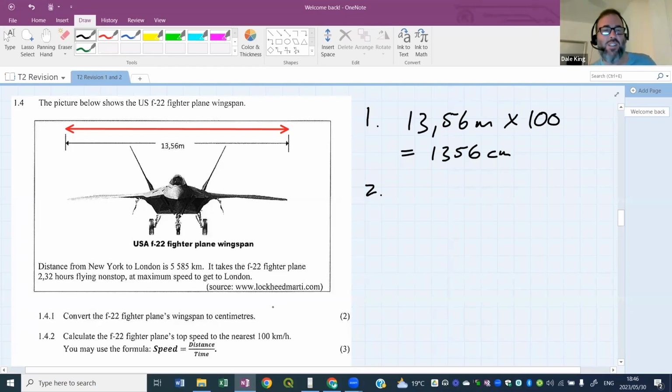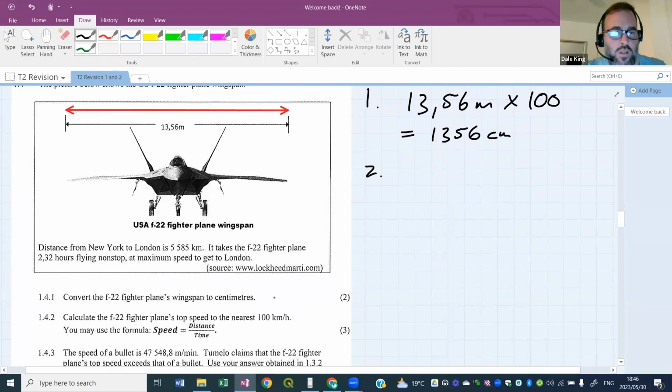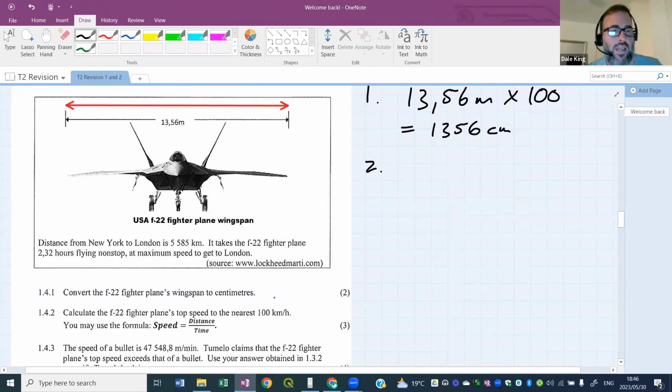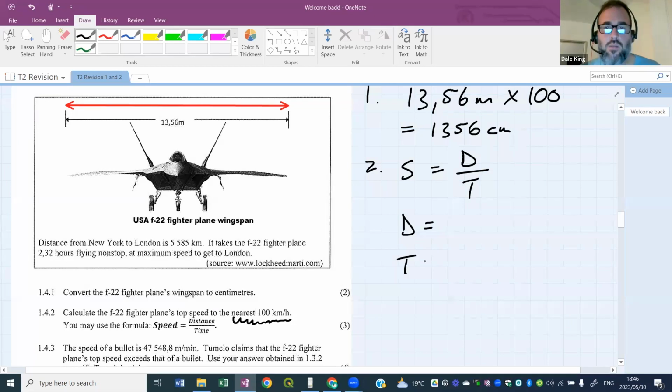All right, so here is a speed, distance, and time question, guys. Let's wrestle with this. It's question 1.4.2. Let's have a look. It says, calculate the F-22 fighter plane's top speed to the nearest 100 kilometers per hour. So that's our rounding. And you may use the formula speed equals distance over time. All right, so we need to get speed. For that, we need a distance and a time. So what is our distance and what is our time?